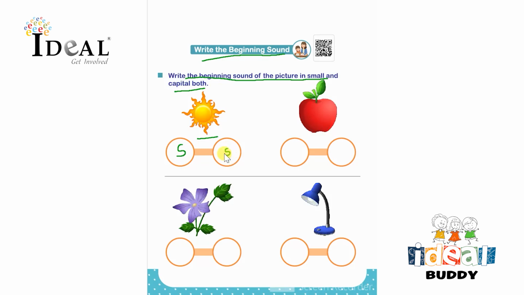Sounds S. After that, it is apple, sounds A, and then we have to write the capital letter A over here and the small letter A over here. After that, another picture is of a flower, sounds F. The beginning sound is F. So, we have to write here the capital letter F and the small letter F.